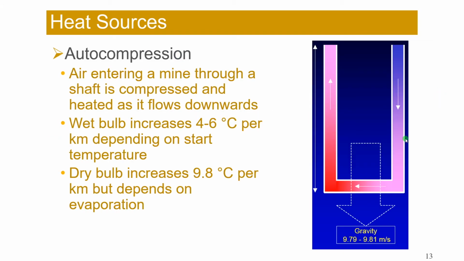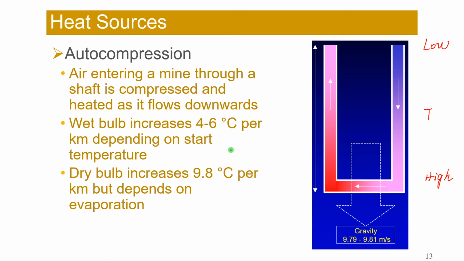Let's look at autocompression. As air falls through the downcasting shaft, it converts potential energy to thermal energy, resulting in an increase in temperature. So temperature will be increased here. Generally, the wet bulb temperature increases 4 to 6 Celsius degrees per kilometer depending on surface air temperature, and dry bulb increases 9.8 Celsius degrees per kilometer, but it depends on evaporation rate.